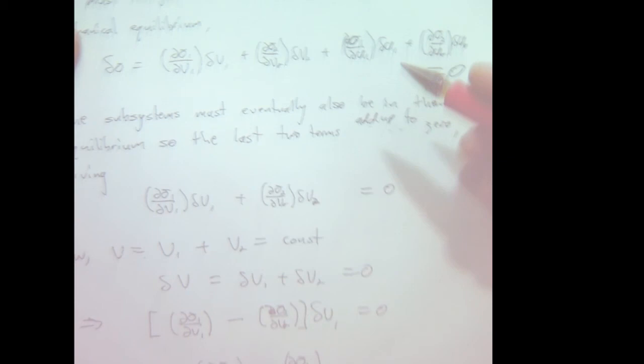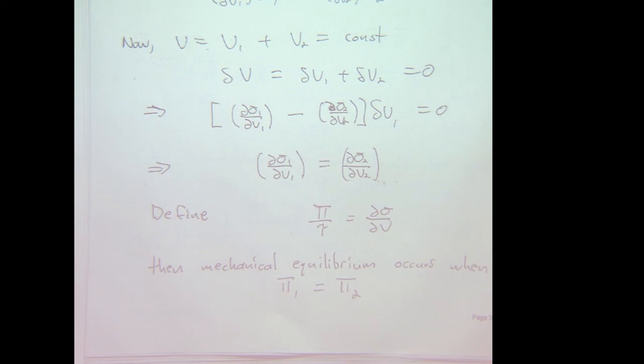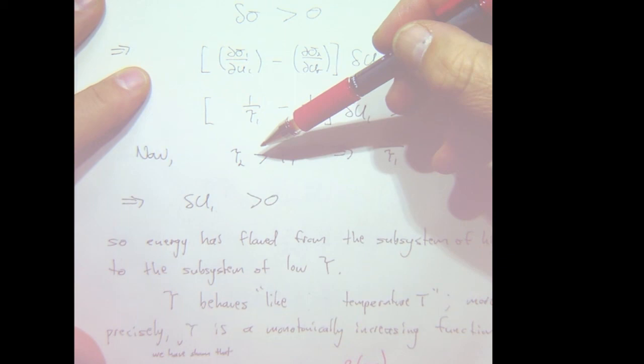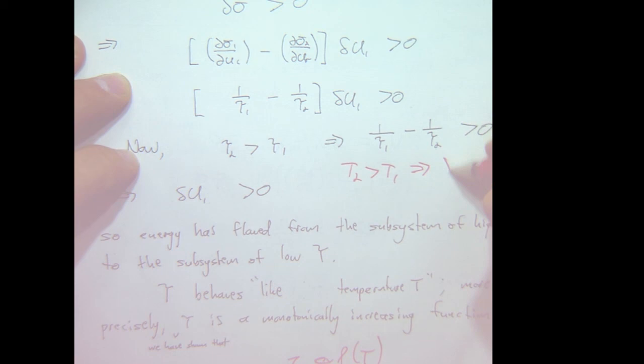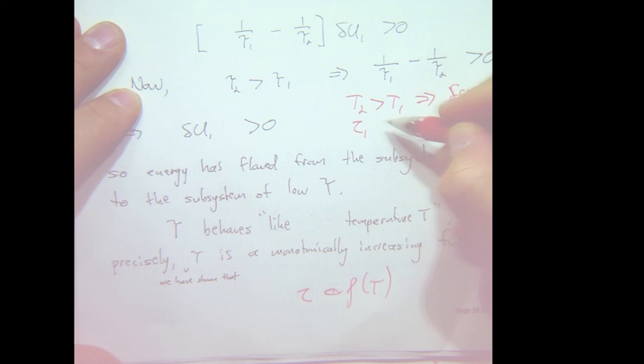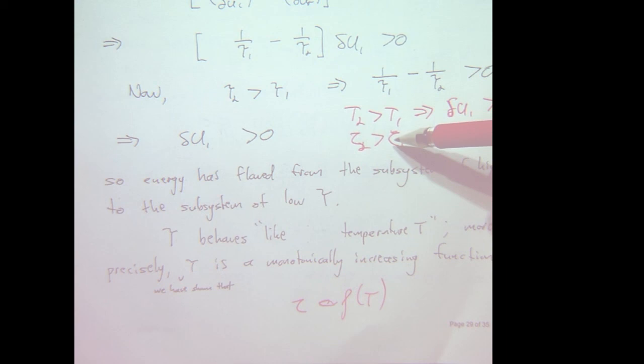Mechanical equilibrium, same as last time, except that I don't want to assume that anything here is the pressure. So instead of P, I'll put pi. How do we know that it's monotonically increasing as a function of temperature? Because we know from thermodynamics that T2 is greater than T1 implies delta U1 is greater than zero. And we've just seen that tau 2 is greater than tau 1 implies delta U1 is greater than zero. So if we sub T2 and T1 in, tau 2 of T2 must be greater than tau 1 of T1.